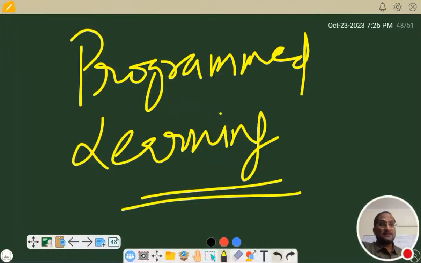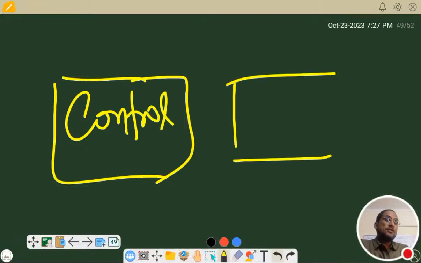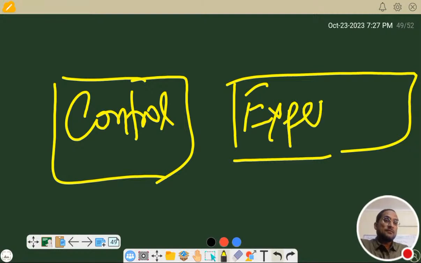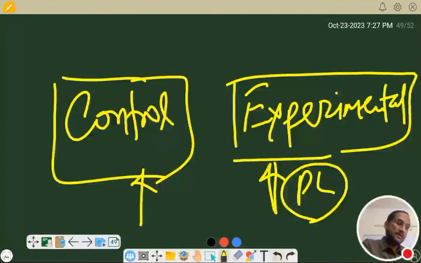When the researcher is interested in studying the effect of programmed learning, the researcher is interested in evaluating the effect of programmed learning. Now, two groups will be there. One will be your control group, another one will be your experimental group. In this group, programmed learning will be introduced. In this group, no special education will be introduced.